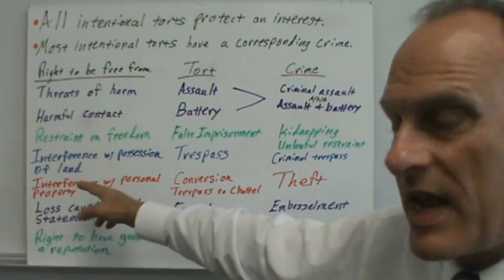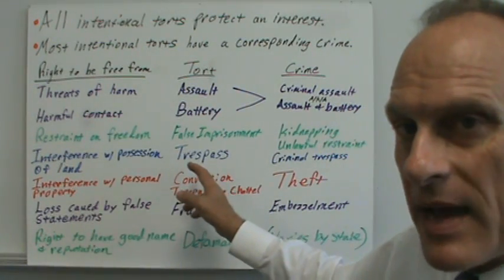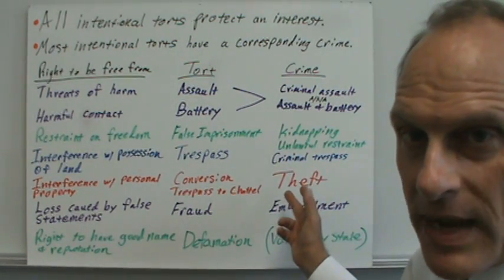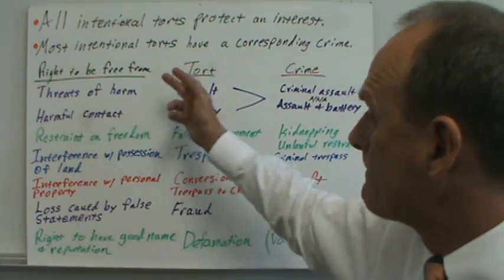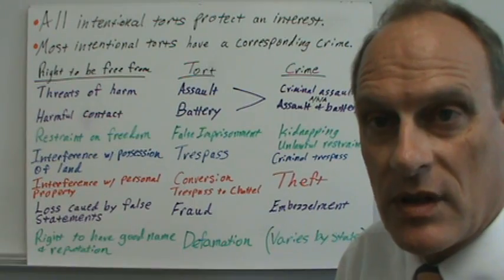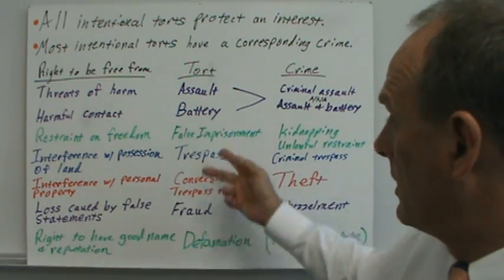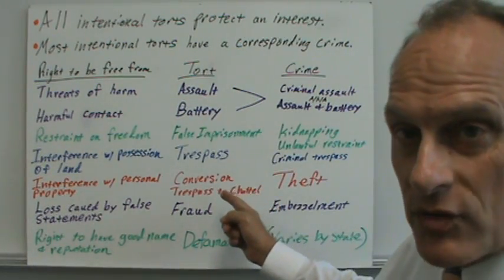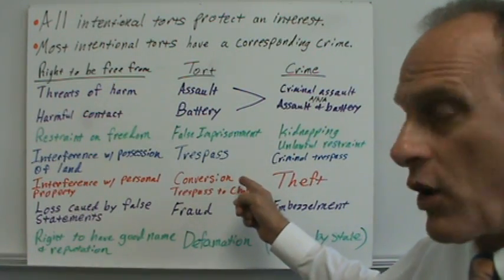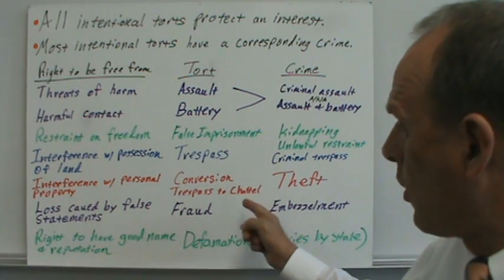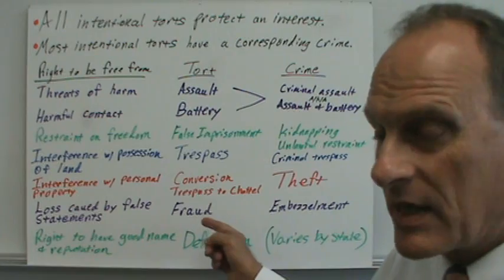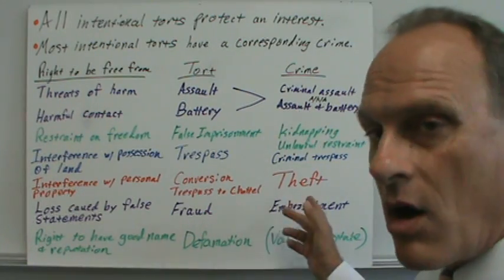Interference with possession of land, the tort would be called trespass. The corresponding crime might be called criminal trespass. Interference with personal property is an interest that is protected by tort law. We have two torts in many states, and once again, this will differ from state to state. It's called conversion or trespass to chattel. And the main crime associated with that would be called theft.